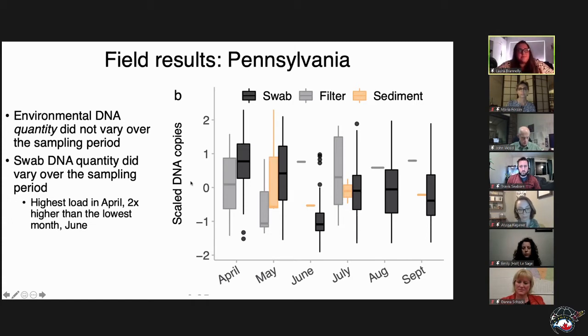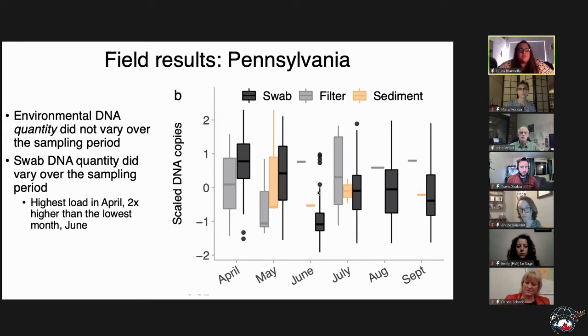The environmental samples were not consistent with the animal samples in Pennsylvania at these sites. So we probably can't use eDNA to predict the quantity of DNA in the environment here in this area.